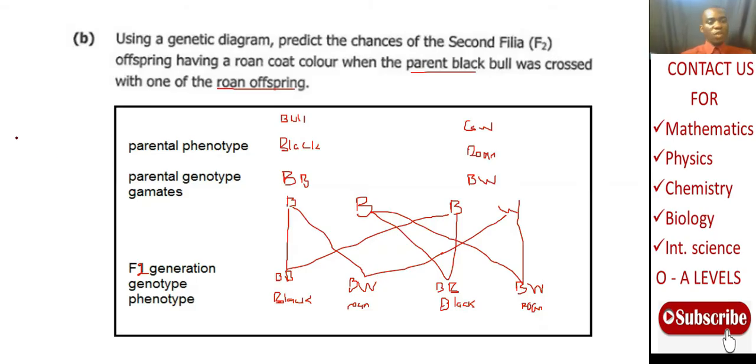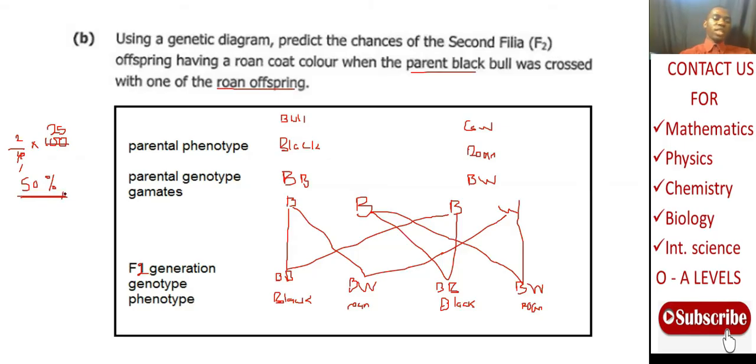So to find the chances here, it will be 2 out of 4. Then we can express it in terms of percentage. You just multiply it by 100. So here we have 50% chance. Okay? So the answer they were looking for here is 50% chance.